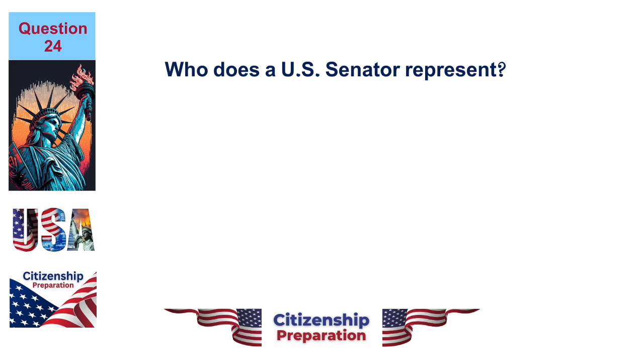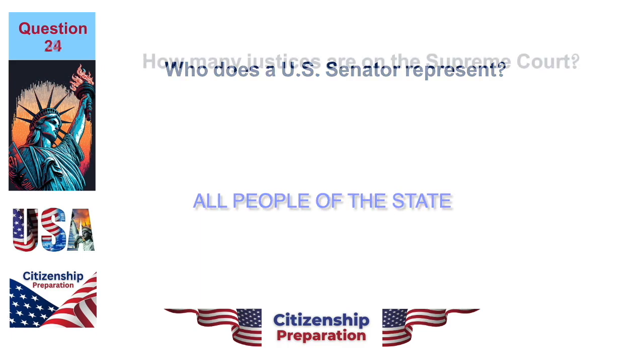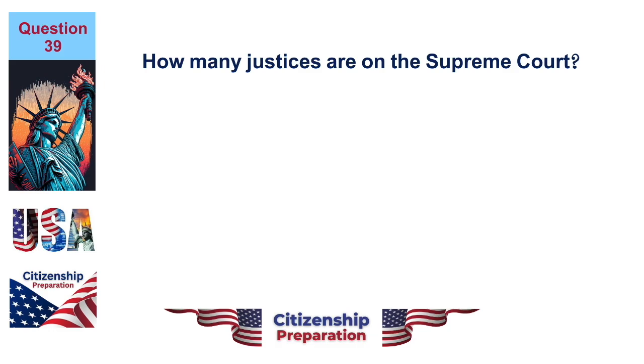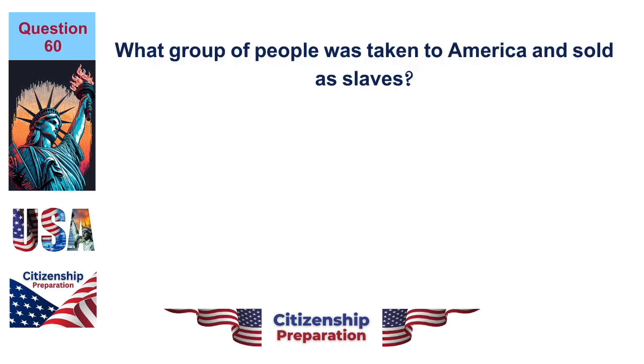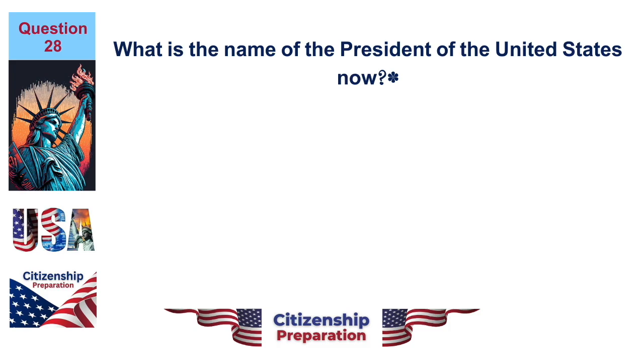Who does a U.S. Senator represent? All people of the state. How many justices are on the Supreme Court? 9. What group of people was taken to America and sold as slaves? Africans. What is the name of the President of the United States now? Donald Trump.